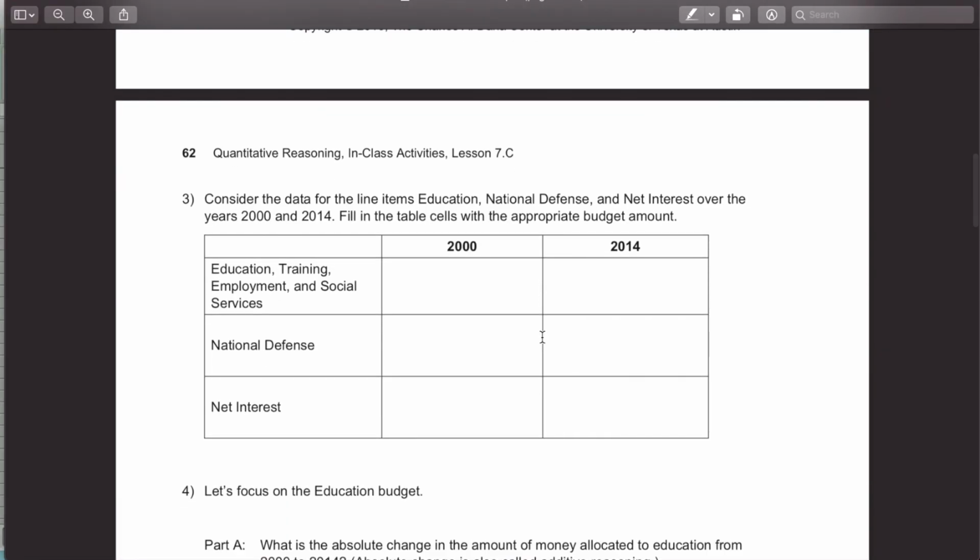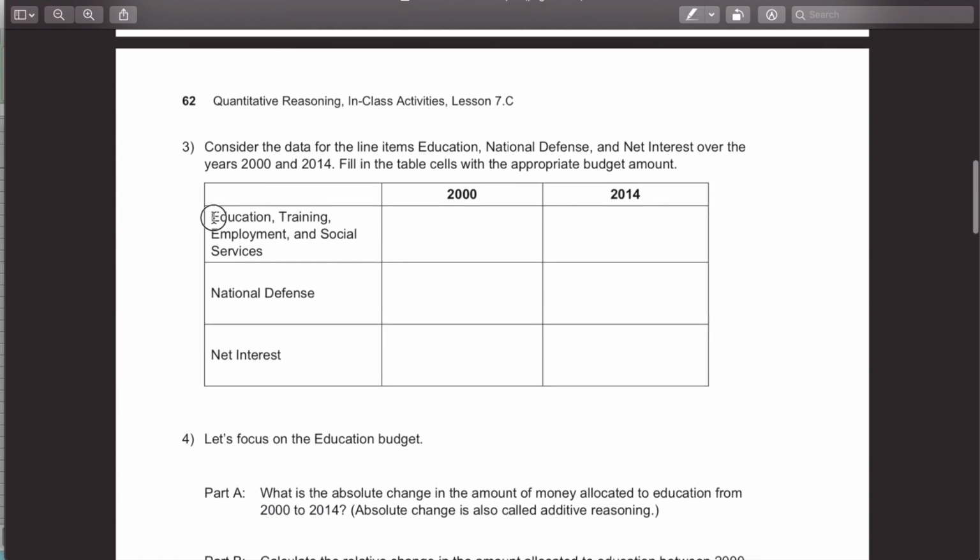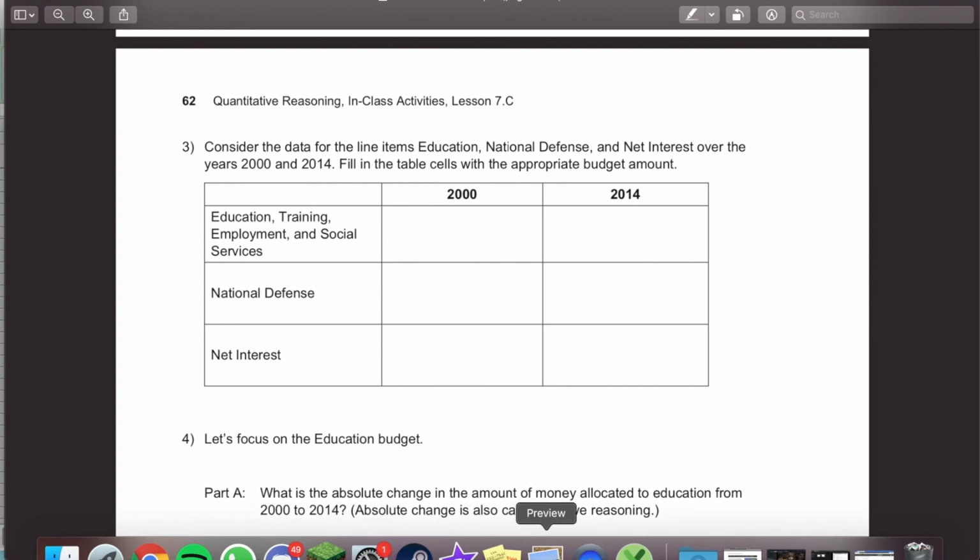So here's where we're going to actually need to start using this data from the table. If you notice, we have these 3 categories right here: education, national defense, and net interest. And we have 2 years, 2000 and 2014. So we want to get some data to put into this little table. So let's go back into our Excel sheet.